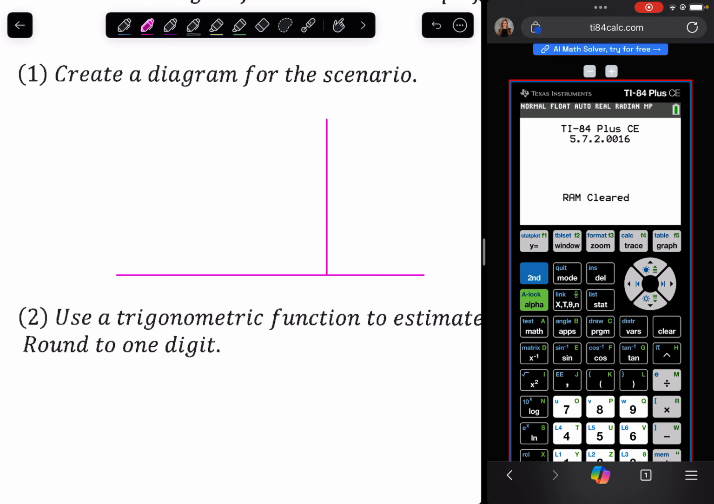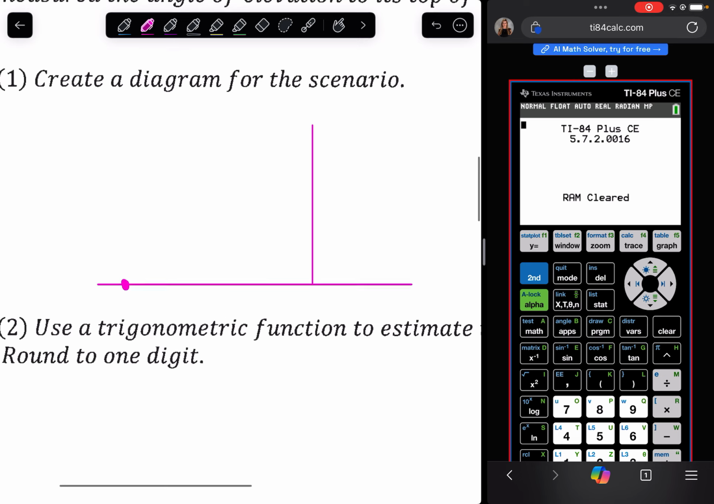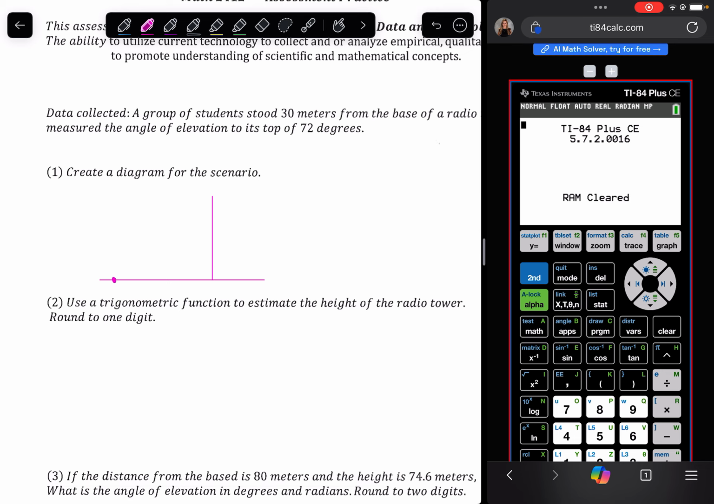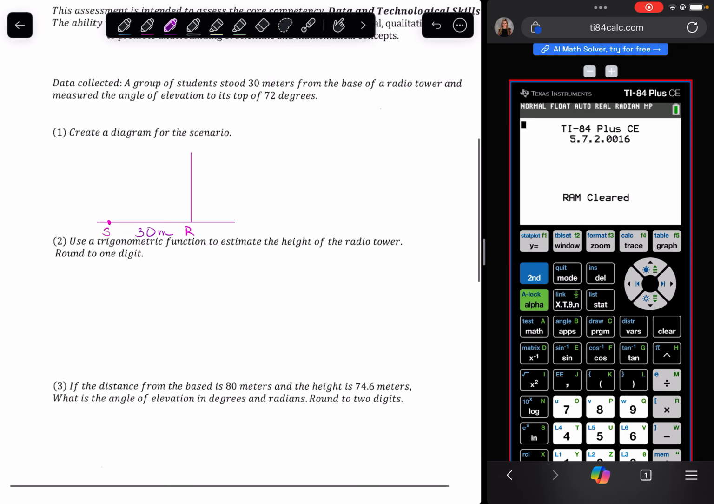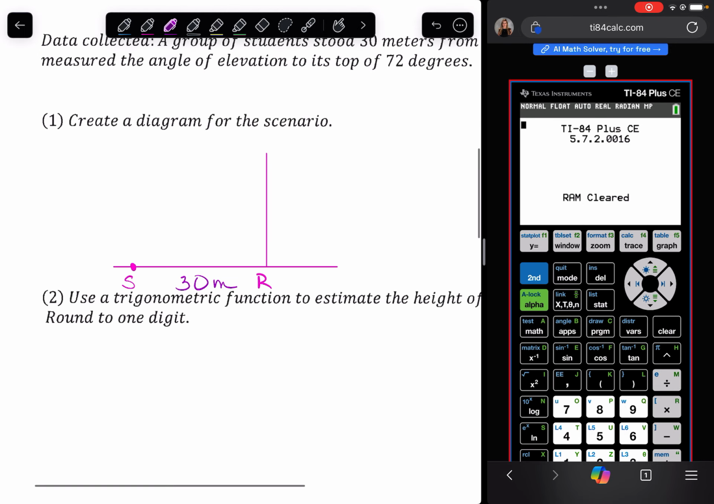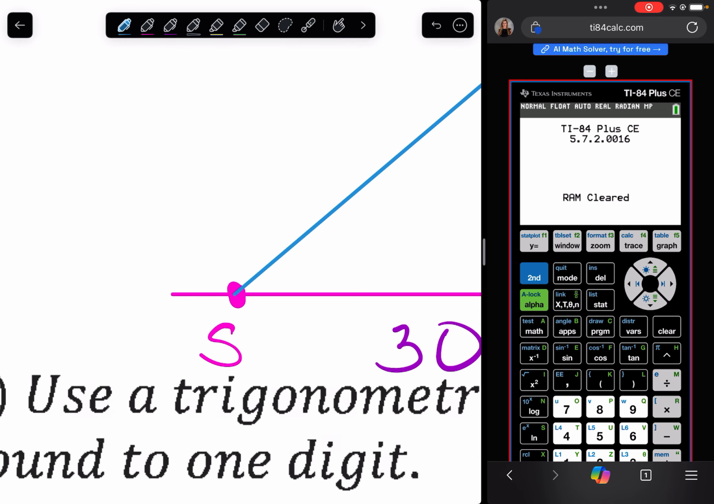Here's where my students are going to be standing. It says they stood 30 meters from the base of the radio tower. So here's my students, here's my radio tower. 30 meters means the distance between these two is going to be 30. The angle of elevation to its top was 72 degrees. Remember, an angle of elevation goes out the horizontal and then up. So there's our angle of elevation, which is given to be 72 degrees.